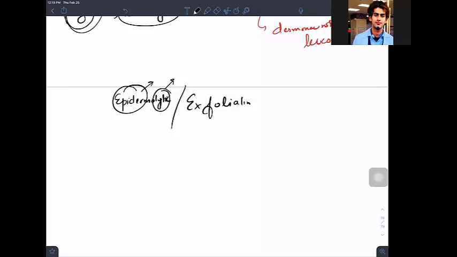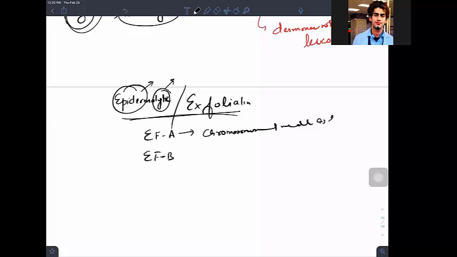This exfoliatin which Staph aureus has has two antigenic types, EFA and EFB. What is the difference between the two? EFA is a chromosomal mediated exfoliatin, while EFB is plasmid mediated.